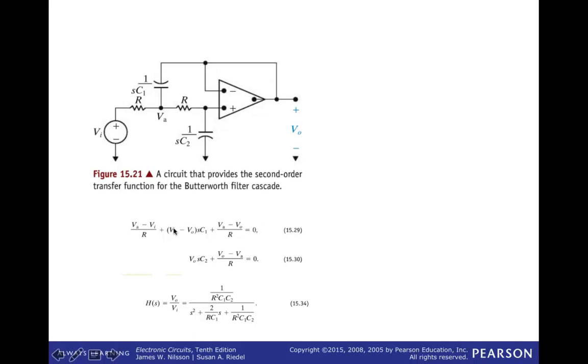And then you combine those two because what you want to do is eliminate the unknown VA so that you can get an equation in terms of V out and V in. And when you do that, and then you take V out over V in, this is what you get for the transfer function. Okay, do I expect you to be able to solve that?